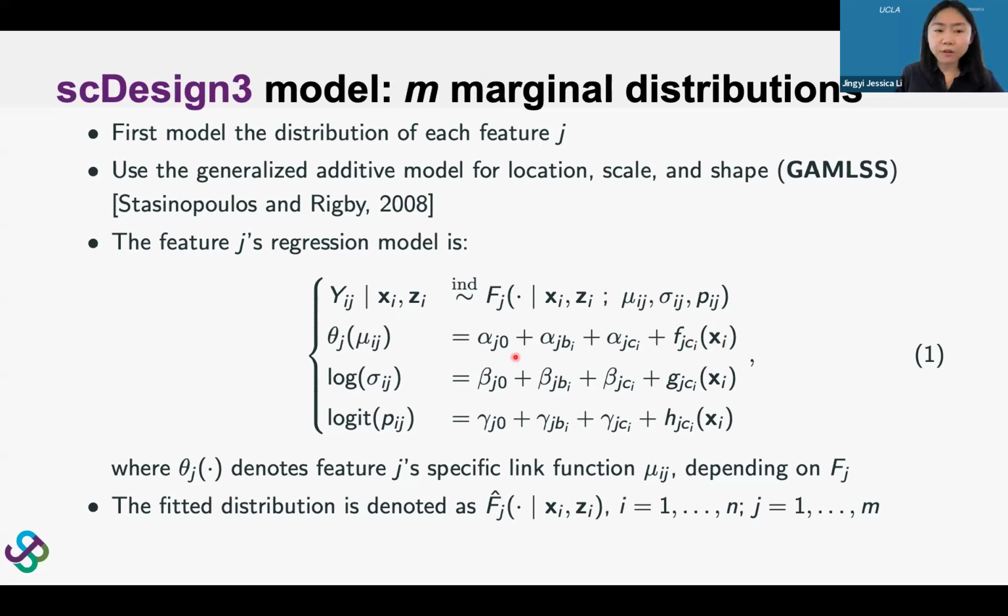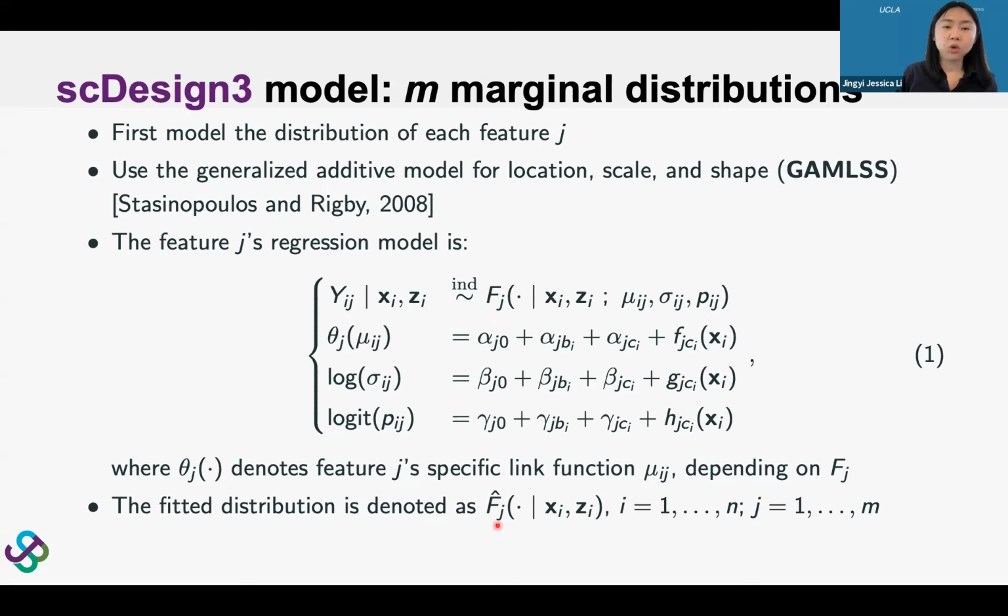In the most complicated form, the sigma ij scale parameter is subject to a log link function, and the pij zero inflation probability is subject to a logit link function. They can also be modeled in a similar way, but I have to say that we don't necessarily use the most complicated model for certain data. We're just writing out the most complicated form here. To fit this model, we use the generalized additive model for location, scale, and shape, GAMLSS. That can fit this model, and we do that for each feature j.